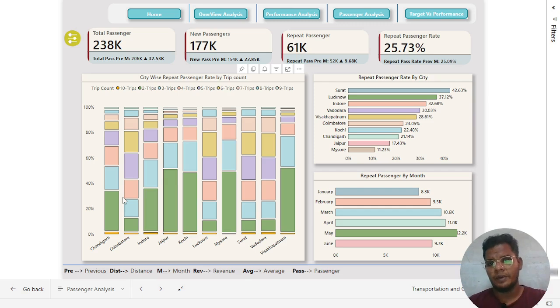And then the repeat passenger rate by city. Surat is very high. Lucknow is 37.12, Indore 32.68. In these cities the repeat passenger rate is high because these are business oriented cities, so people use the transportation very frequently. That's why the repeat passenger rate is very high in those particular cities. The repeat passenger month, in the sense January, February, March, the May month is very high.